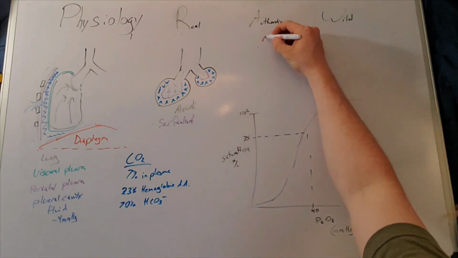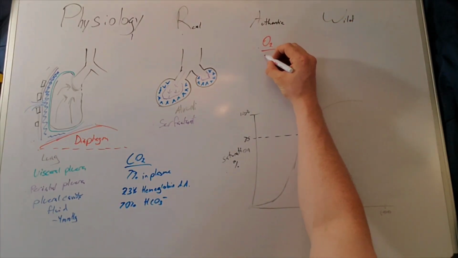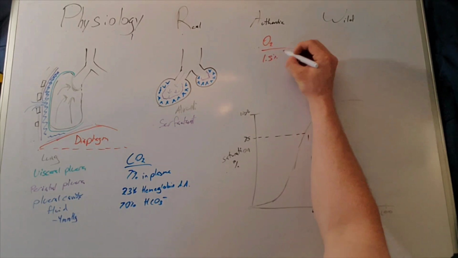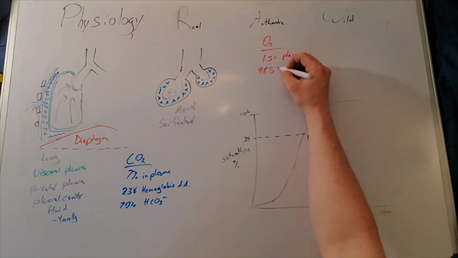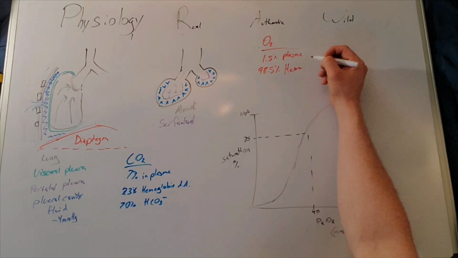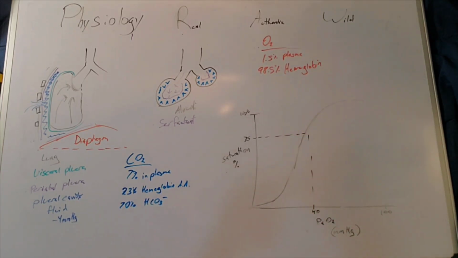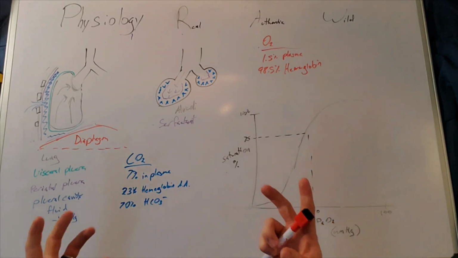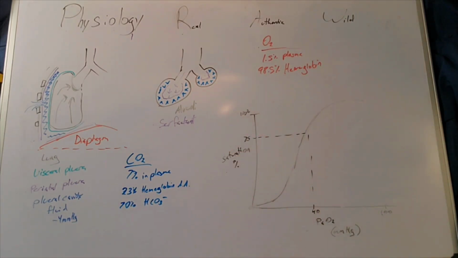And then oxygen, we'll put oxygen up here. Very little of that will go straight into the plasma, only 0.5%. The rest, that 98.5%, goes in to bind to the hemoglobin. The hemoglobin has 4 subunits with an iron in the middle of each subunit, and the iron holds on to the oxygen. Each red blood cell has a bunch of hemes.